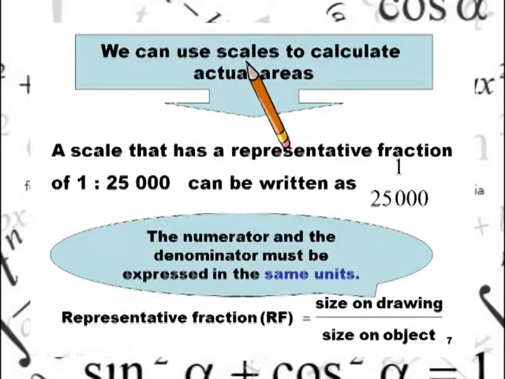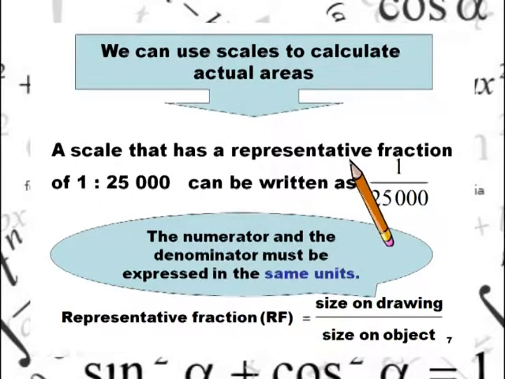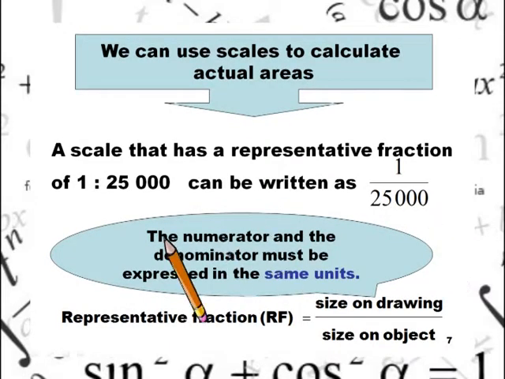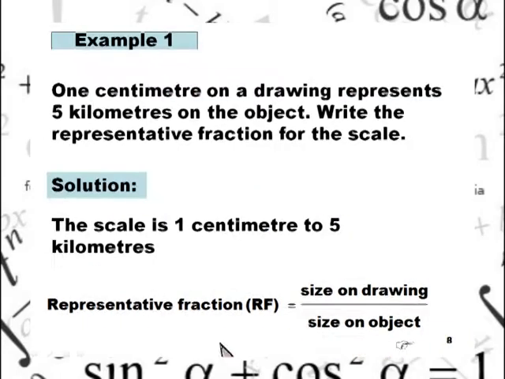We can use scales to calculate actual areas. A scale that has a representative fraction of 1 to 25,000 can be written as 1 upon 25,000. The numerator and the denominator must be expressed in the same units. Representative fraction RF equals size on drawing divided by size on object.